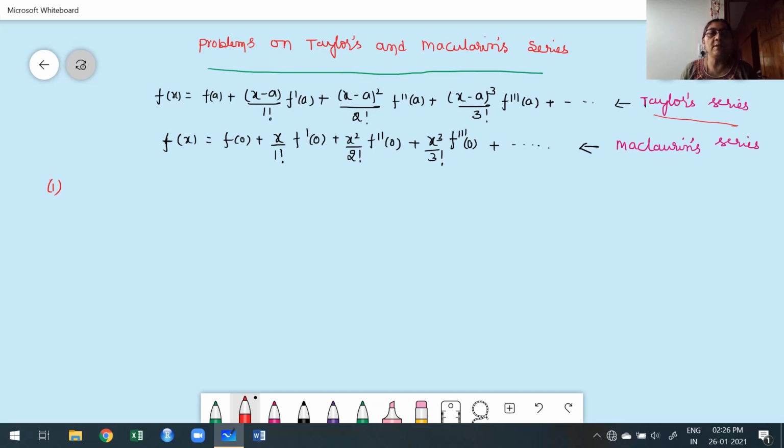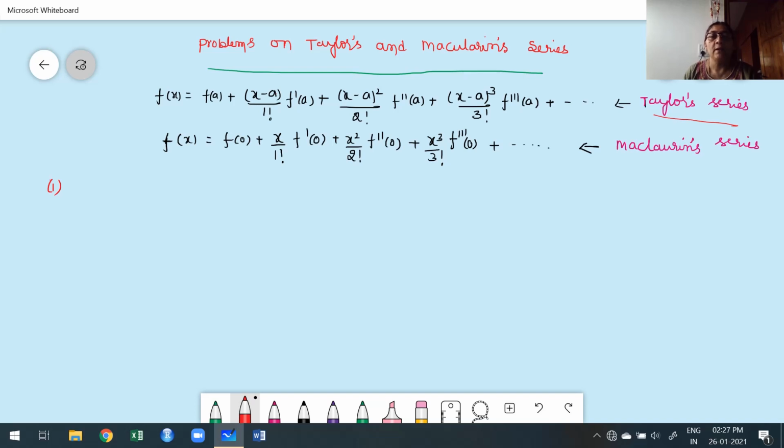Now f of x is equal to f of 0, plus x by 1 factorial into f dash of 0, plus x square by 2 factorial into f double dash of 0, plus x cube by 3 factorial into f triple dash of 0, plus etc. This is nothing but the Maclaurin series. The Maclaurin series is a particular case of the Taylor series. Once you put a equal to 0, it reduces to the Maclaurin series.